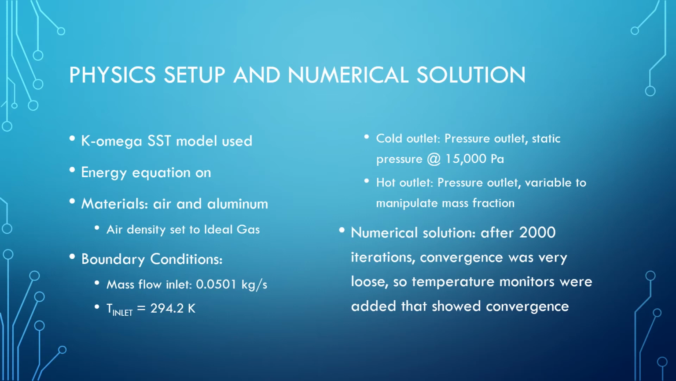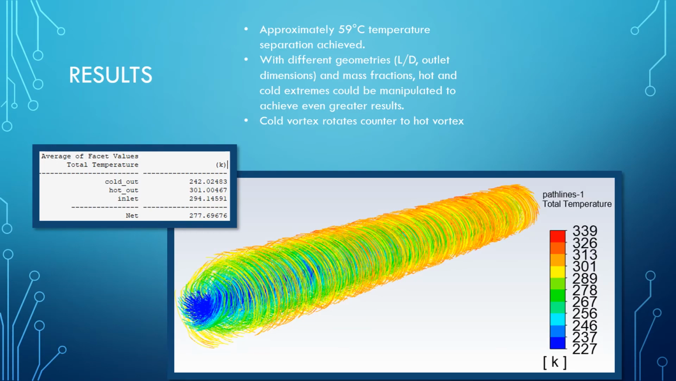And after 2,000 iterations, convergence was pretty loose, so I ran it again with temperature monitors so that I could see that convergence was happening and that it was a relevant solution. And I saw, if we just look at the average temperature values at each face, about a 59 degree temperature separation, which is good.